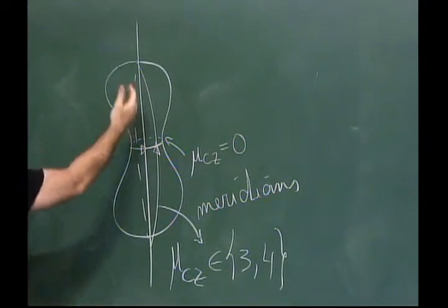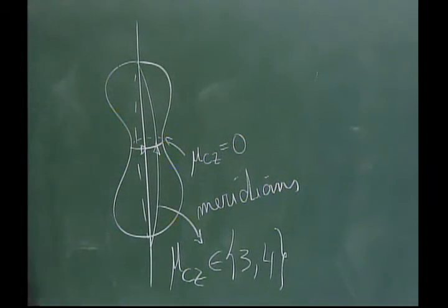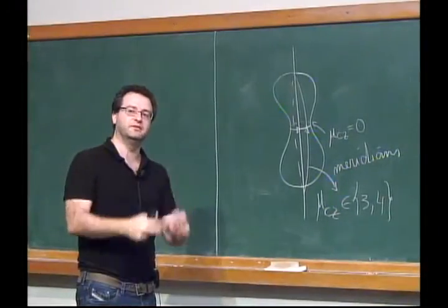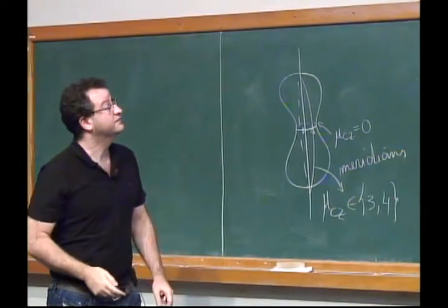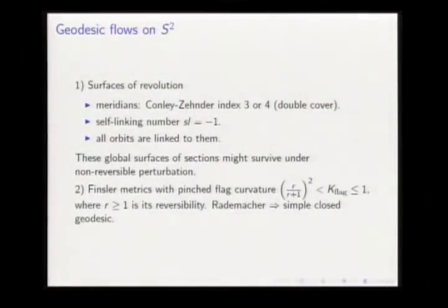But of course here it's very easy because you have Birkhoff annulus. So you still have many other global surface of sections with annulus type. So it's nothing really new.